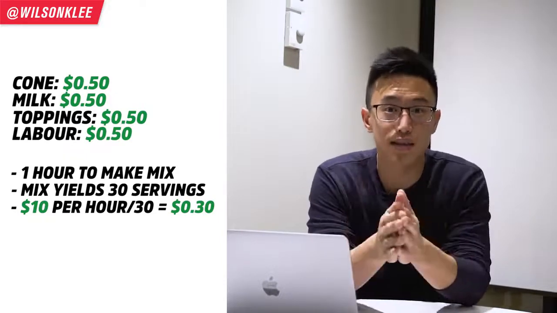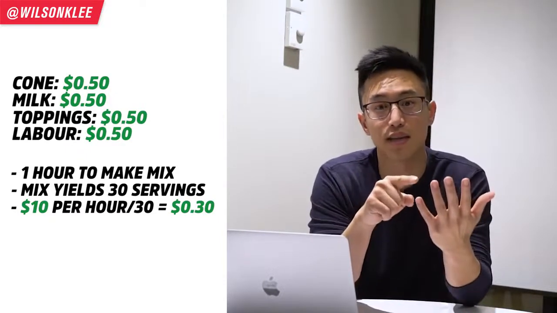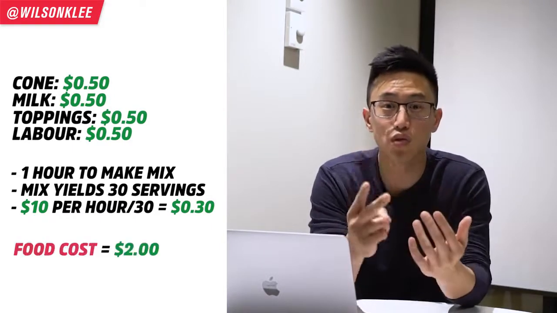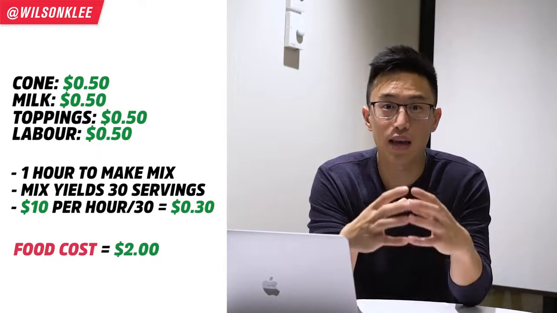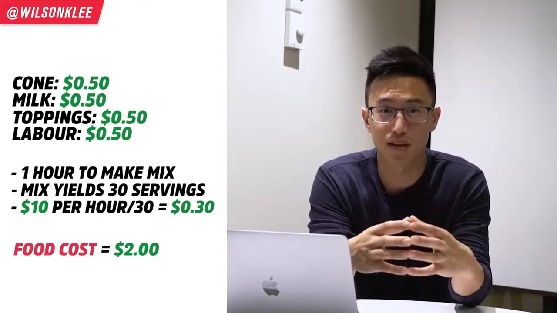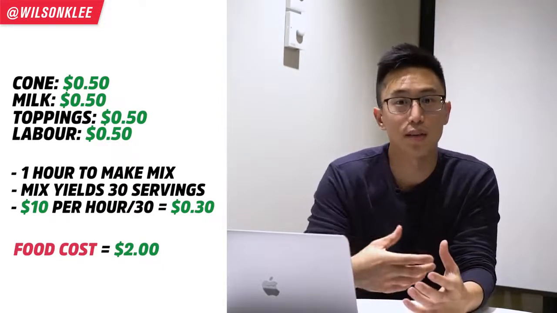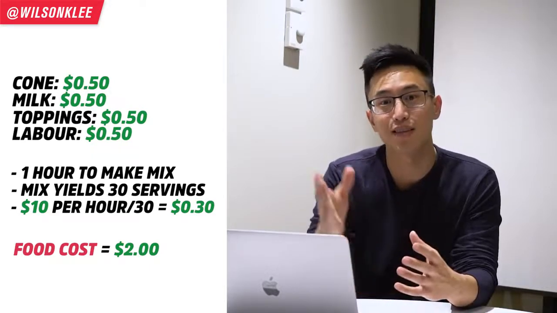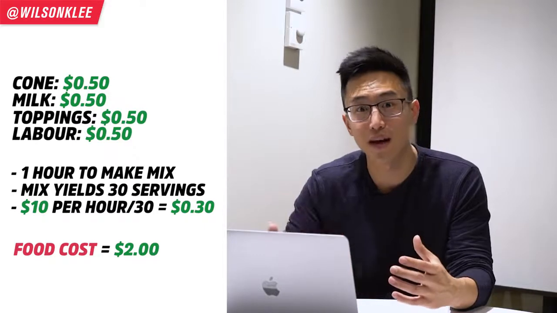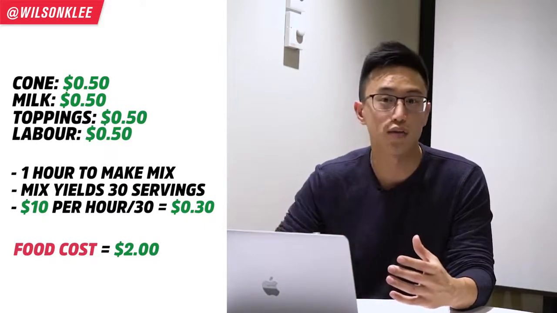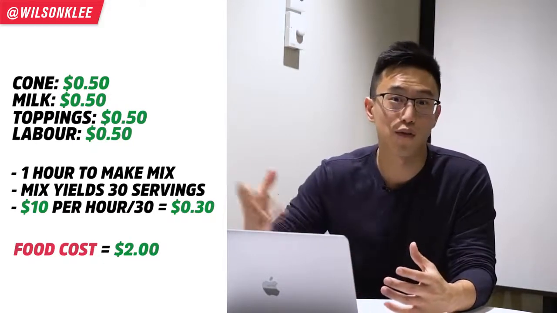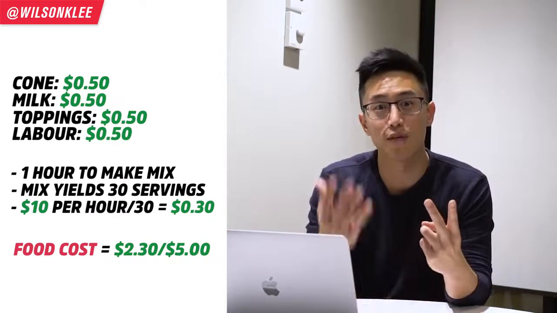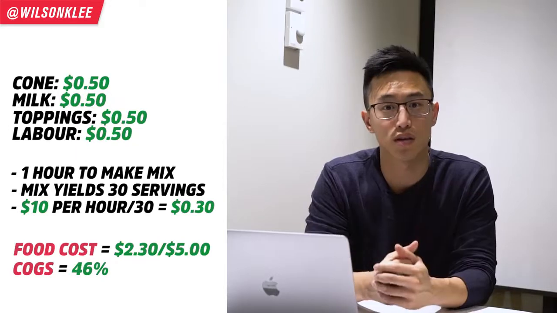For the sake of this example, we said that is 50 cents. So if you add everything up, that is $2 for making that cup of ice cream. That becomes your cost of goods sold. That becomes how much it costs. Now you use that number and divide it by how much you actually sell the product for. So for example, if we sell the ice cream for $5 to the public, then we use $2 divided by $5 to get our cost of goods sold percentage.